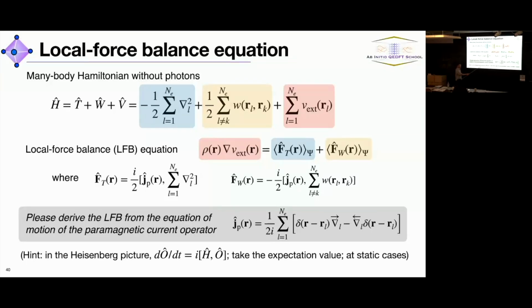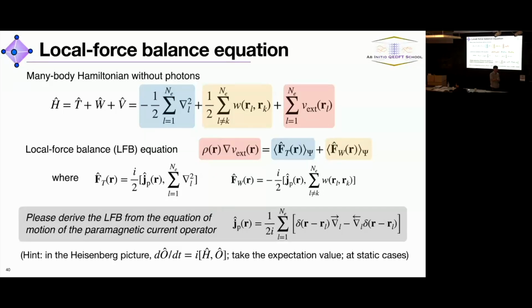So this is a hint: you start from the Heisenberg picture and derive this formula. Sorry, we lost it for 30 seconds. Yeah. So take the importance of the local force balance. What would happen if we don't use it? In the approach we use, it's because we want to construct the exchange correlation potential directly, without relying on the energy functional.